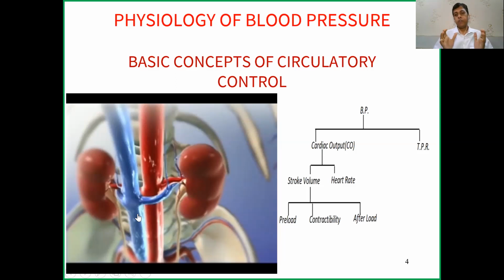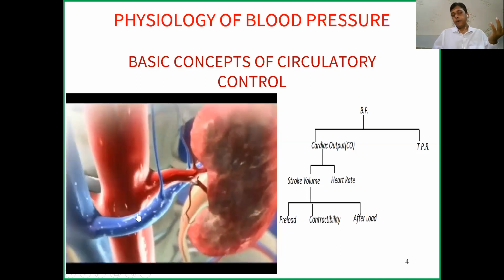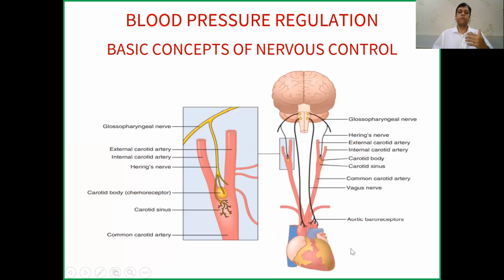So we have to understand what are the factors which affect the cardiac output, and what are the factors which affect the total peripheral resistance. And there are some hormones secreted from the kidney that are also going to affect the total peripheral resistance. So all this we are going to discuss.